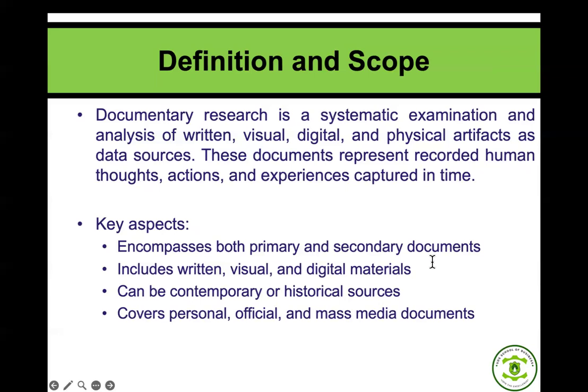The interesting thing about using documents is the versatility. You can study both what's happening right now, and you can also look at what happened in the past when you are dealing with documents.